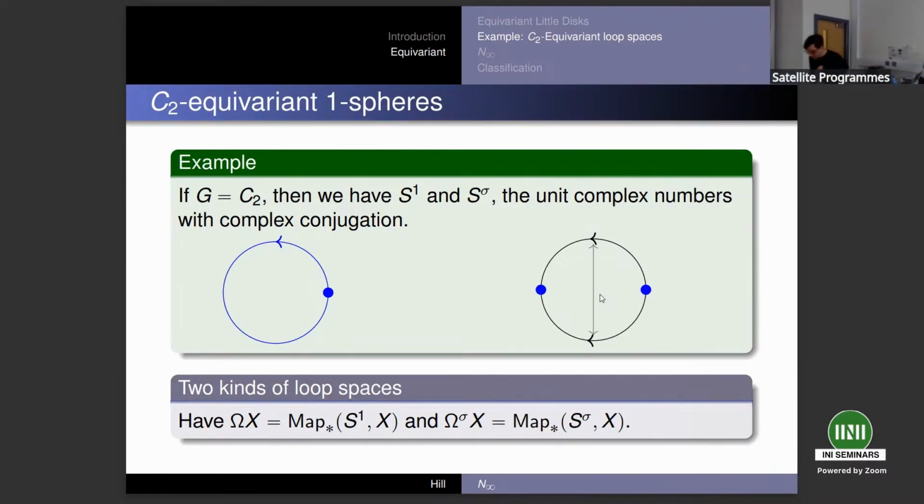It's kind of weird exactly because these loop spaces are controlled by different versions of the little one disks. This one is controlled by little one disks in the trivial one-dimensional representation. This one's controlled by little one disks in the sign representation. So I have to understand what kinds of finite C2 sets embed into the sign representation, as opposed to into the trivial representation.